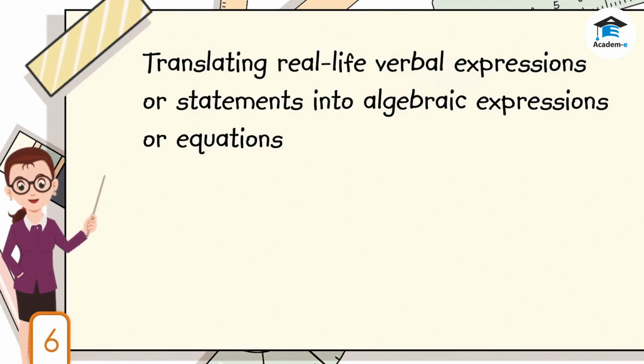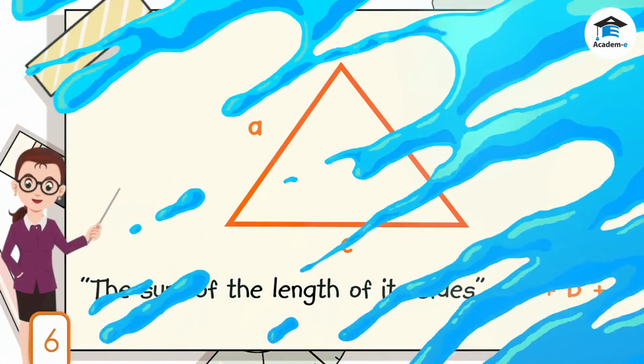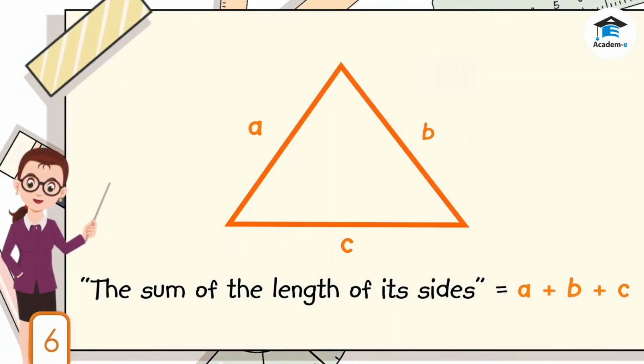Translating real-life verbal expressions or statements into algebraic expressions or equations. English phrases that involve numbers can be translated into a mathematical expression. For example, do you know that the perimeter of a triangle is equal to the sum of the length of its sides? The phrase, the sum of the length of its sides, can be translated into a mathematical expression. The word sum denotes addition. A triangle has three sides that can be named by letters A, B, and C. Hence, the algebraic expression that corresponds to the English phrase, the sum of the length of its sides.